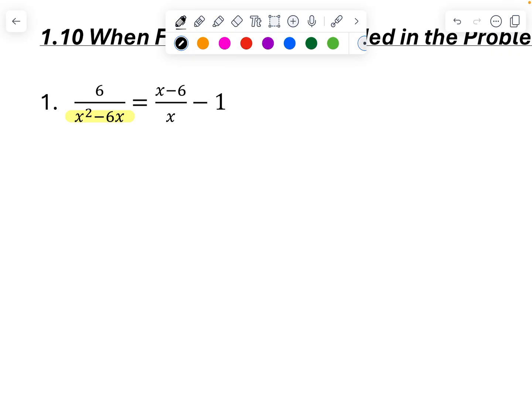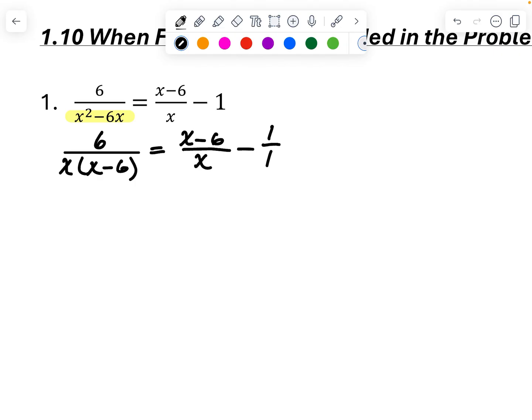So before we do anything else, we're gonna rewrite the problem. So we're gonna say 6 over, and the greatest common factor of x squared minus 6x is x. We'll pull x, and then we'll say x minus 6. That's the factored form of that quadratic. Equals x minus 6 over x minus 1, and if you want, you can put 1 over 1, or you can just put 1. It doesn't matter.